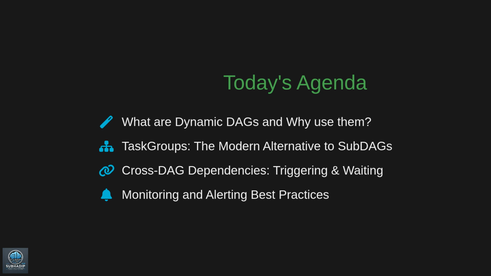First, we will understand what dynamic DAGs are and see a practical example of how to generate them. Then, we will discuss why TaskGroups are the preferred way to group tasks over the older SubDAGs. After that, we will dive into managing dependencies across different DAGs. Finally, we will touch upon some best practices for monitoring and alerting.